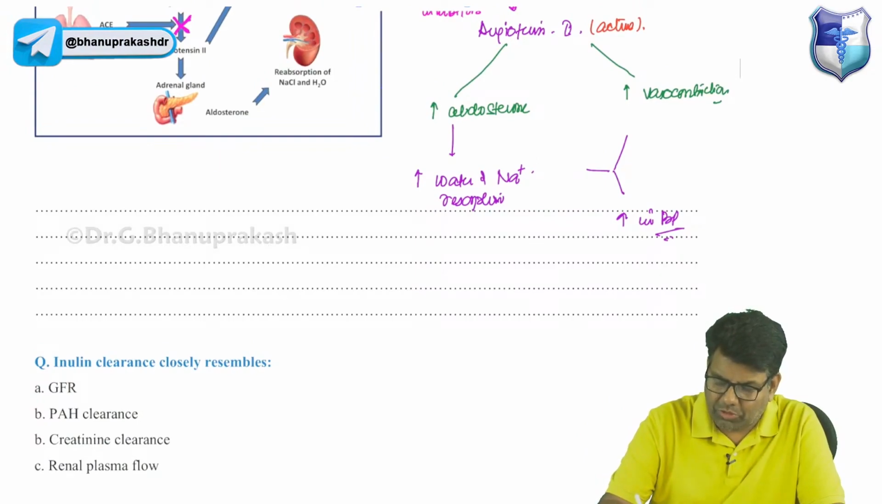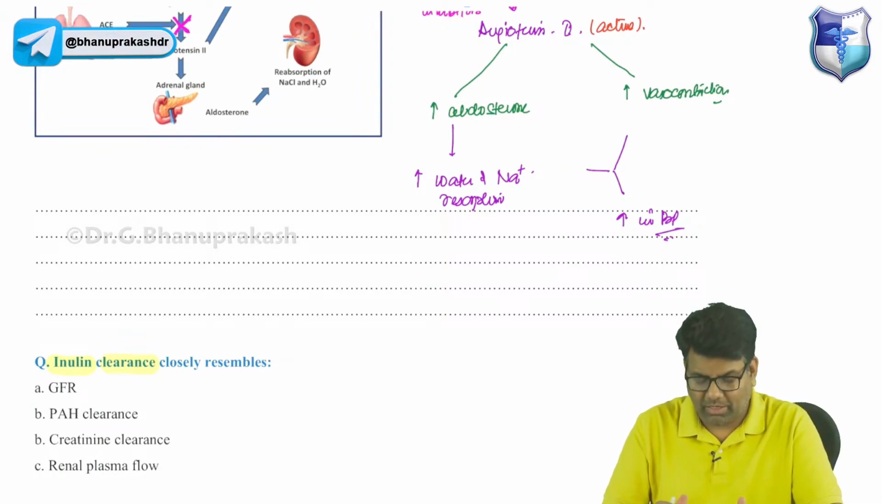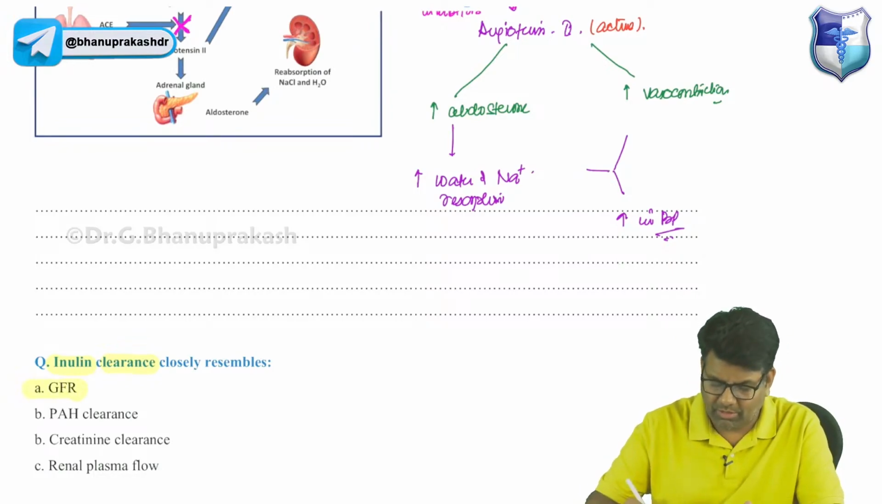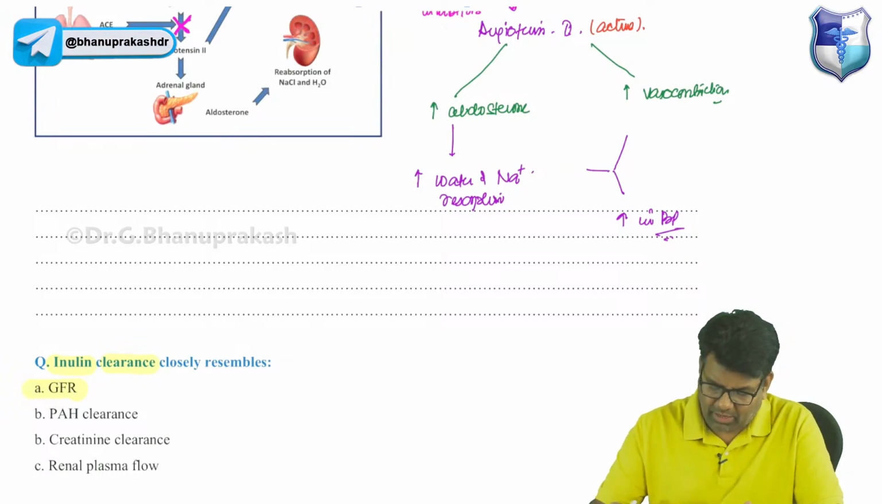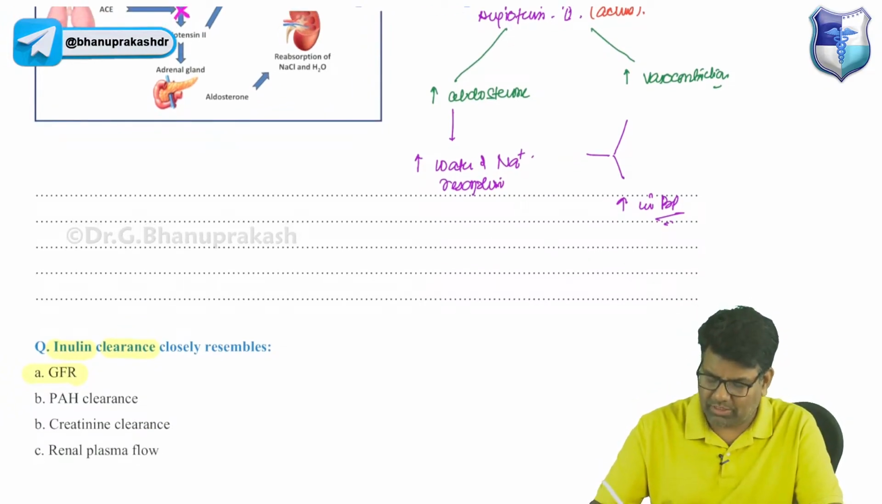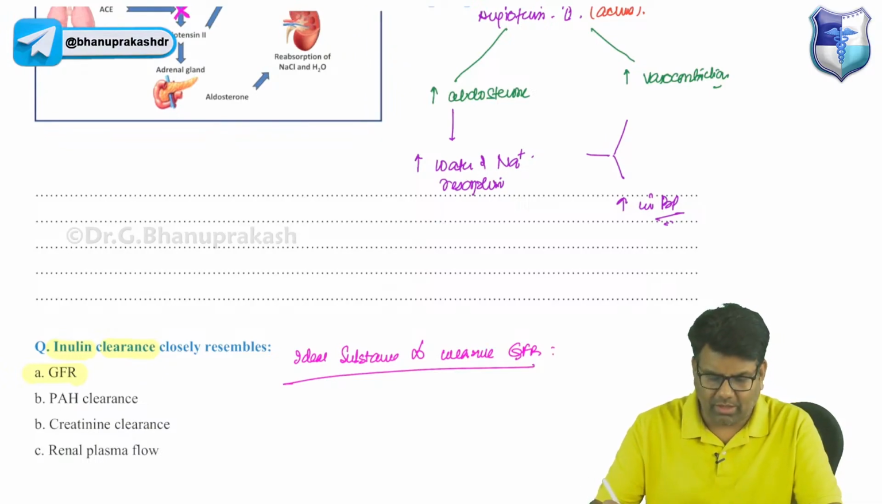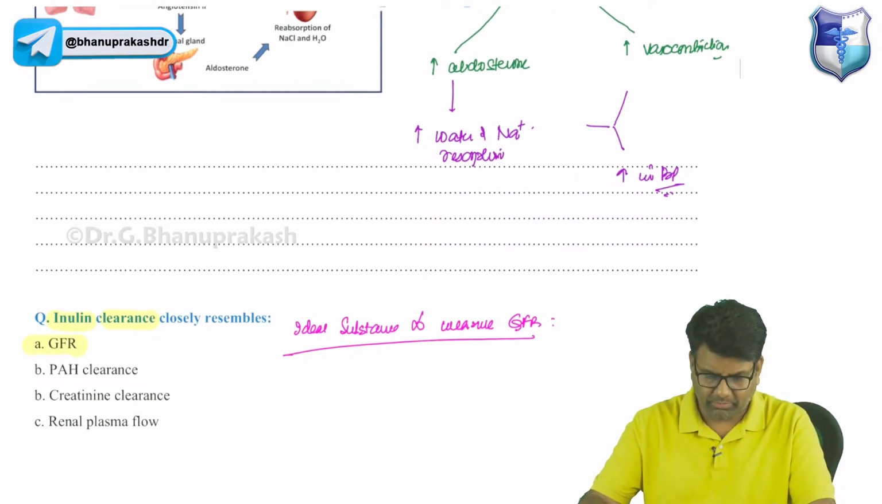Now, next question, inulin clearance. Don't mix it up with insulin. This is inulin clearance. It closely resembles GFR. Yes, good, Raghu. And whenever we are using any substance, the ideal substance to measure GFR should have at least two properties apart from being safe also.